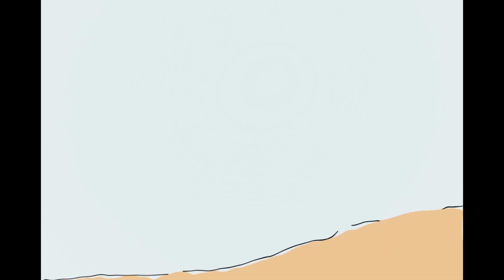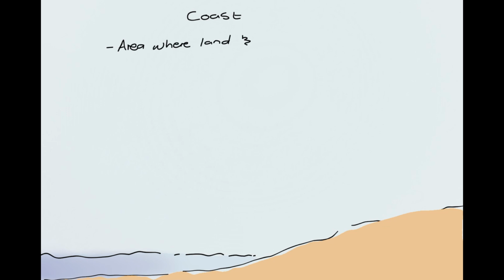Today, we're going to look at different coastal processes. But before we start with processes, let's look at a few terminology that we need to know. So the first thing that we need to know is the coast. Now, this is the area where land and sea meet. So this you would know as the beach.